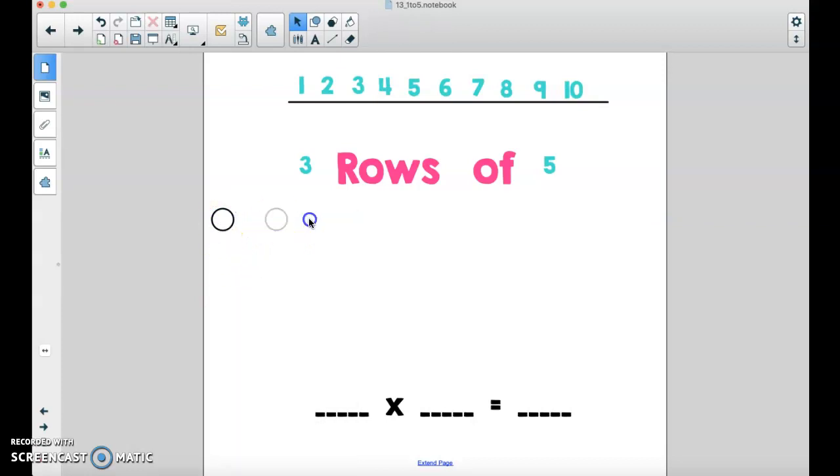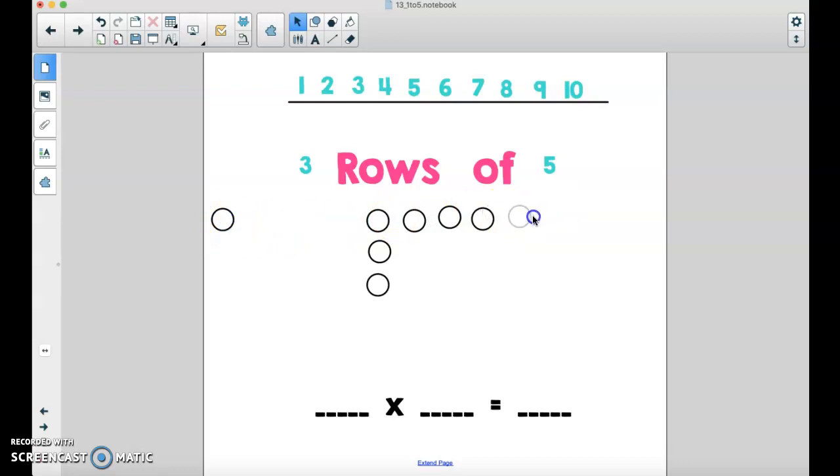So I would do 3 rows, 1, 2, 3. I'm going to stack my 3 rows first so I don't forget. And then how many are in each row? 5. So we have to start our first one as 1, 2, 3, 4, 5.